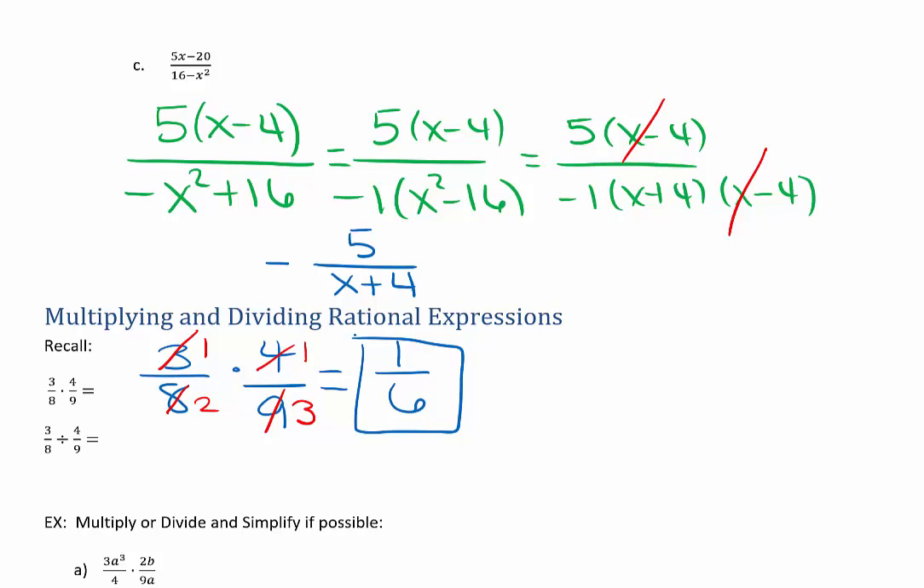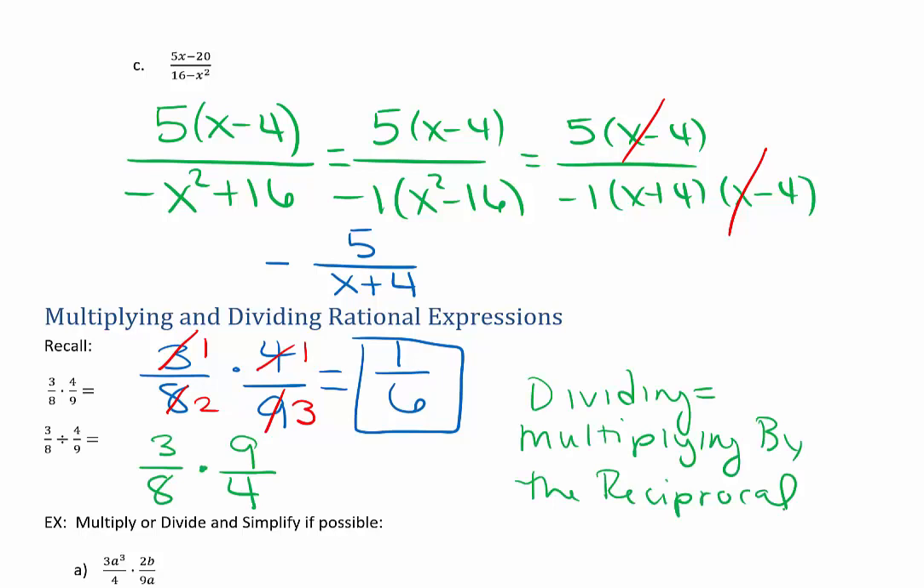Division is really similar to multiplication with one small difference. To divide by a fraction, we multiply by the reciprocal. In other words, we copy down the first fraction, we change it to multiplication, and we flip the second fraction. Now we do the same thing. We look for common factors. In this case, there aren't any. And then we just multiply straight across. So 27 over 32 is my answer.